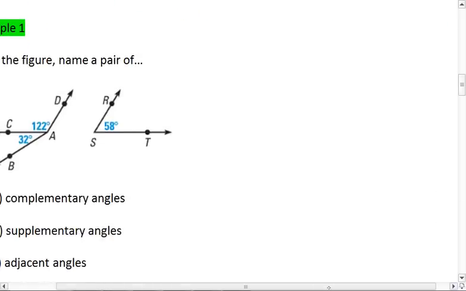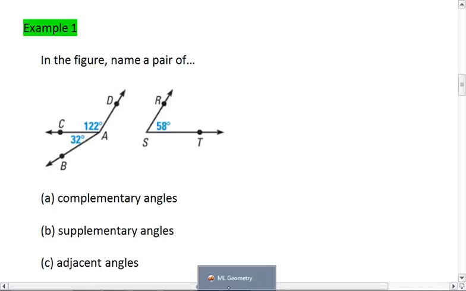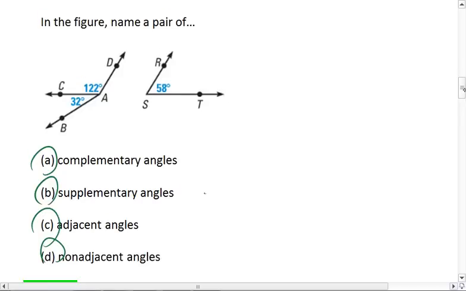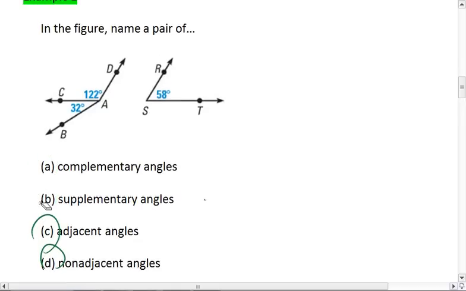Okay, let's look at example 1. In the figure, name a pair of complementary angles, supplementary angles, adjacent angles, and non-adjacent angles. Try this on your own first, and then resume the video when you're ready to check your solution.